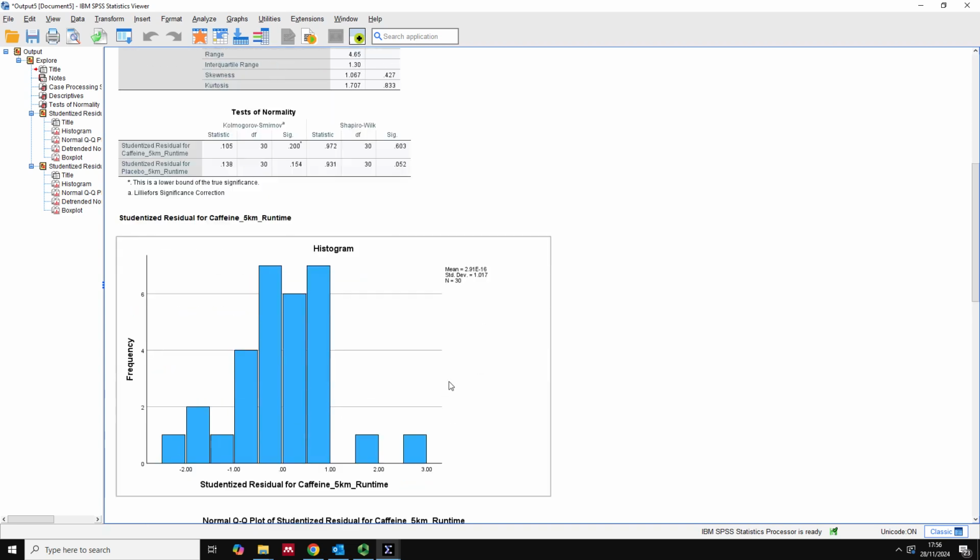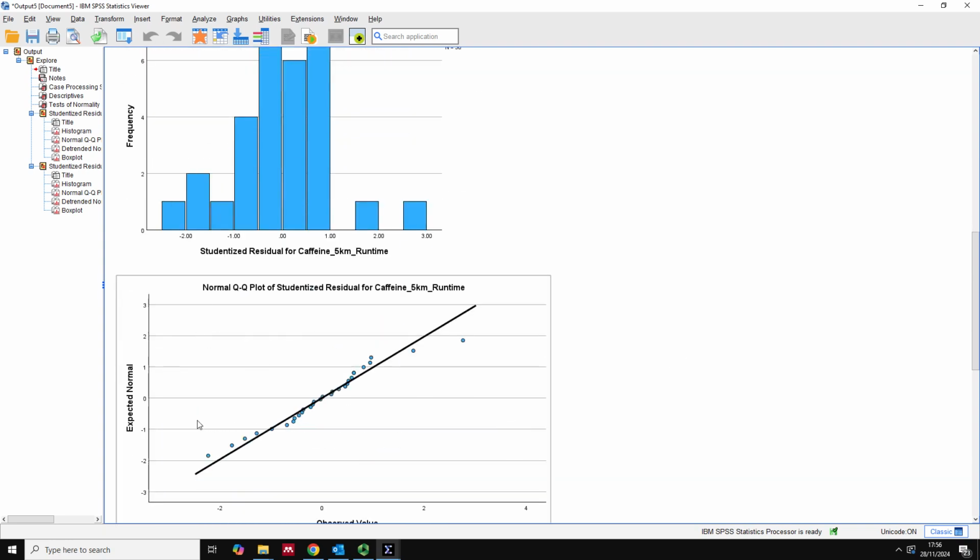What we have is histograms, so looking at the pattern of this data, does it follow that typical bell-shaped curve? It does to some degree. It's not the most perfectly normally distributed data, but we'll take it. And then we can look at this thing called a Q-Q plot. So do these data points here in blue follow this line on the graph? If they do, then great, we've got a normally distributed data set. And what we can see is that it follows it reasonably well. It starts to go off track a bit here, and that would correspond with perhaps some of these residuals up here.